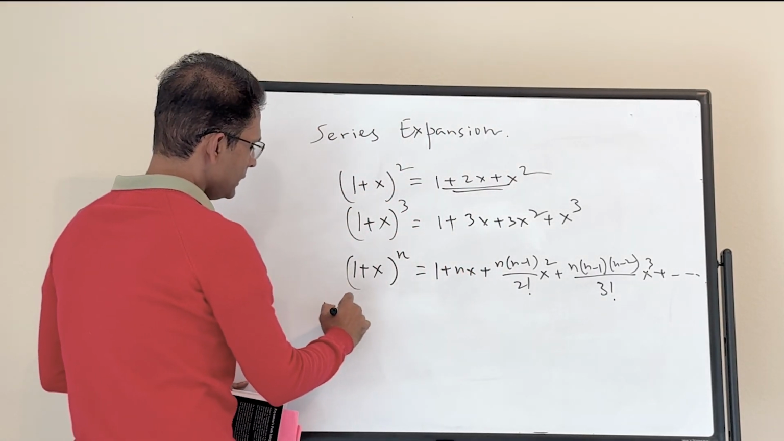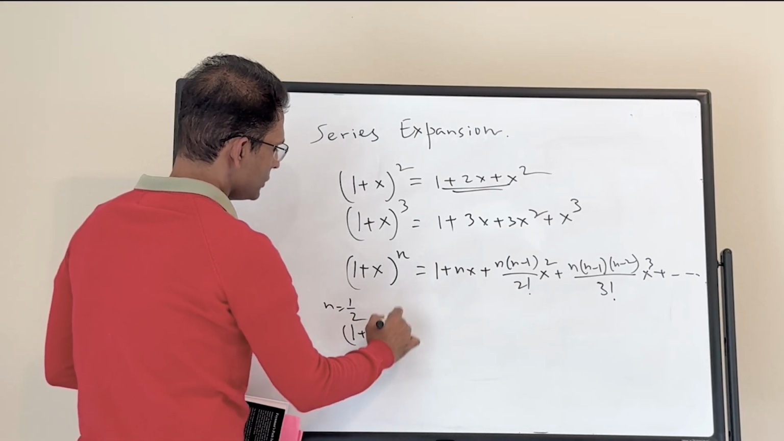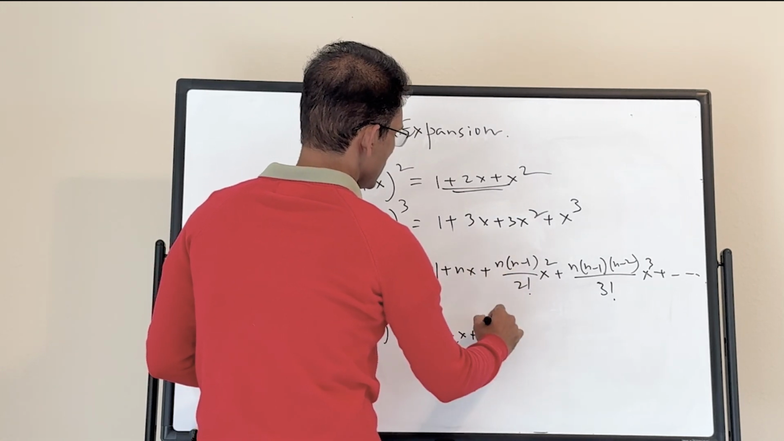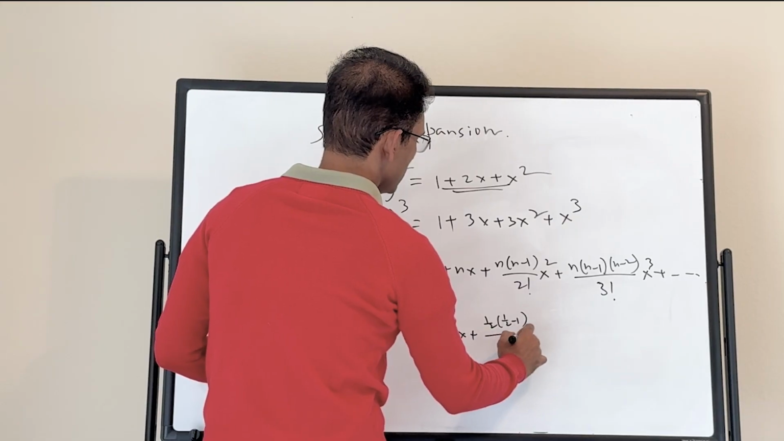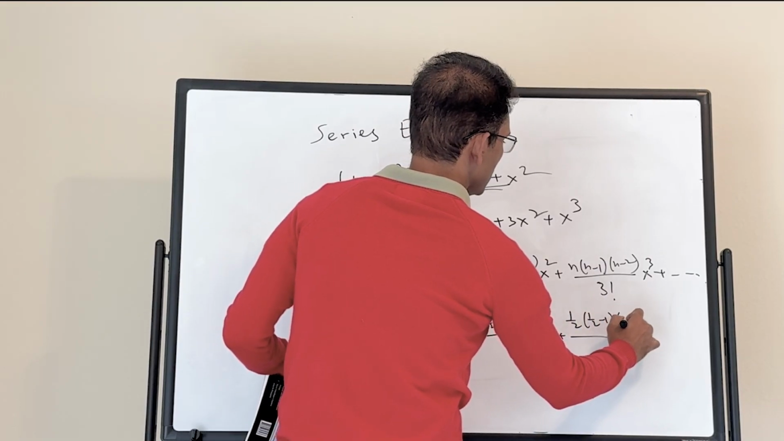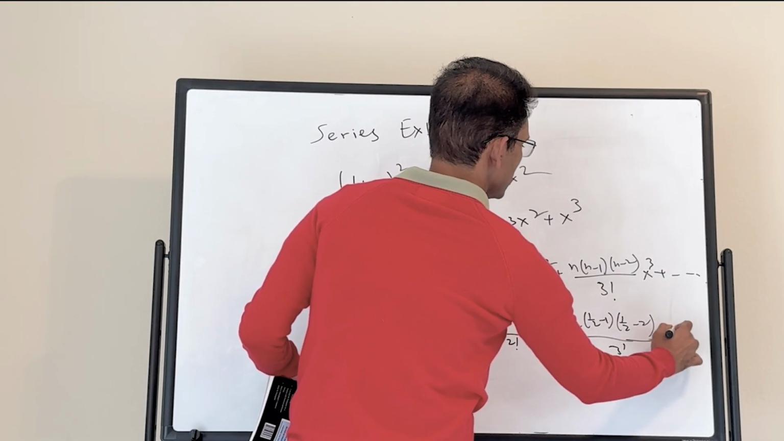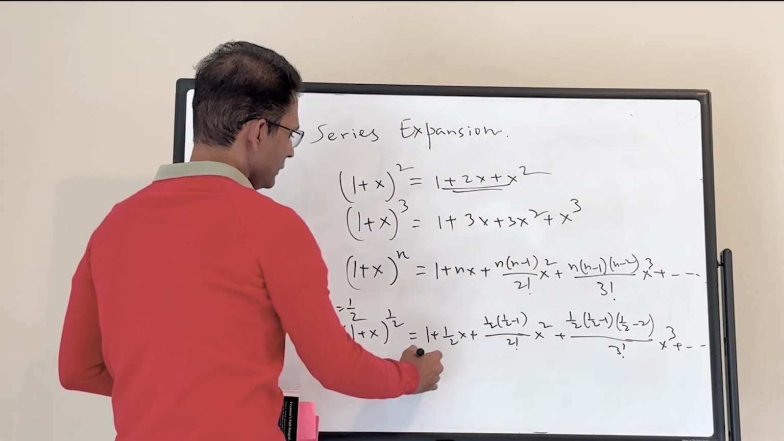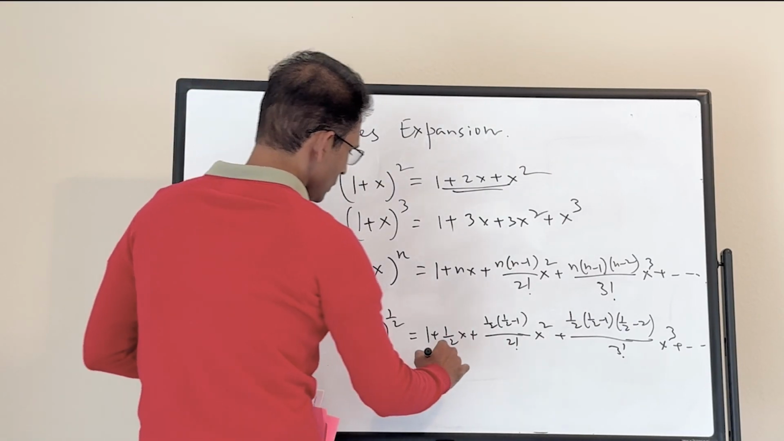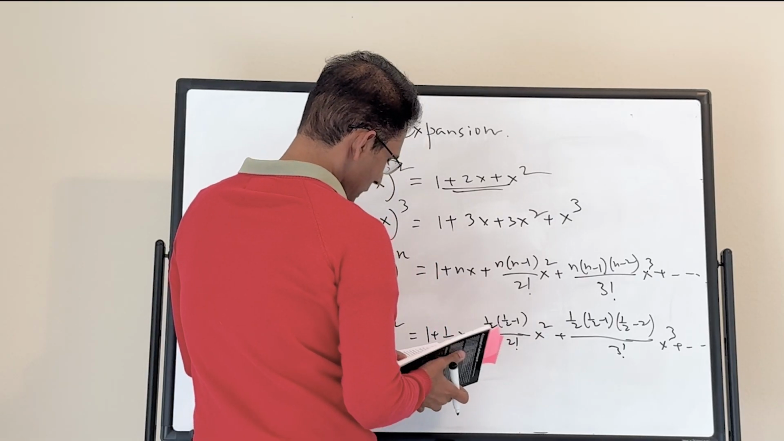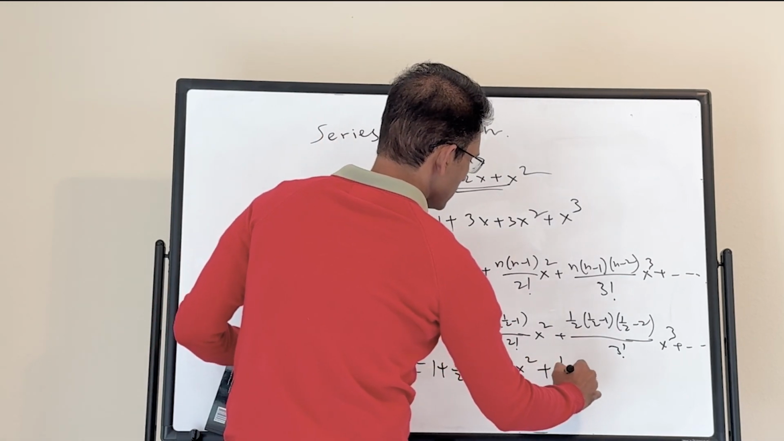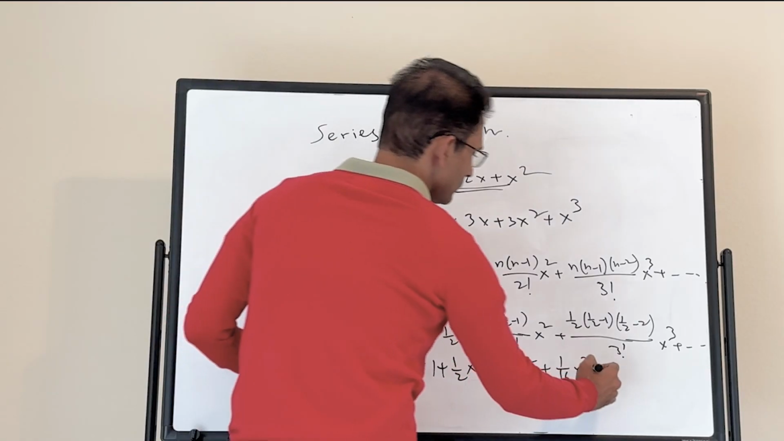So when n is equal to half, you have (1 plus x) to the power half on the left side, and on the right side you have 1 plus half x, and then half times (half minus 1) divided by factorial 2, and then half times (half minus 1) times (half minus 2) divided by factorial 3, x cubed, and so on. If you simplify these coefficients, you will get 1 plus half x, minus 1/8 x squared, plus 1/16 x cubed, and so on. It continues.